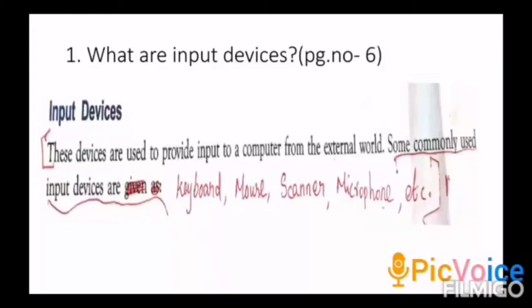The first question is, what are input devices? All of you take your book, page number 6. You can see this small paragraph. The answer: these devices are used to provide input to a computer from the external world. Some commonly used input devices are keyboard, mouse, scanner, microphone, etc.